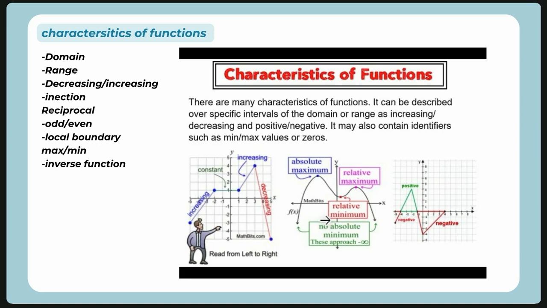Then we have odd and even functions. An odd function is symmetrical about the origin, while an even function is symmetrical about the y-axis. Then we have maximum and minimum characteristics.